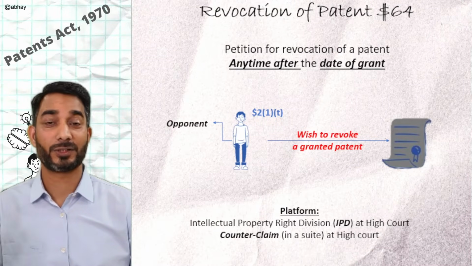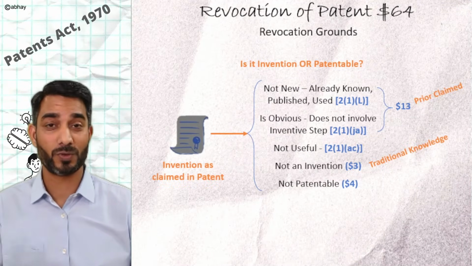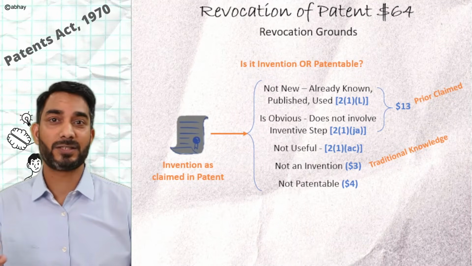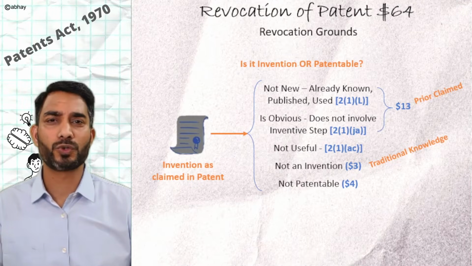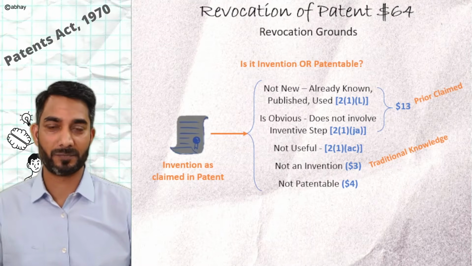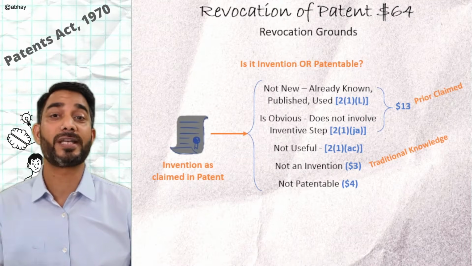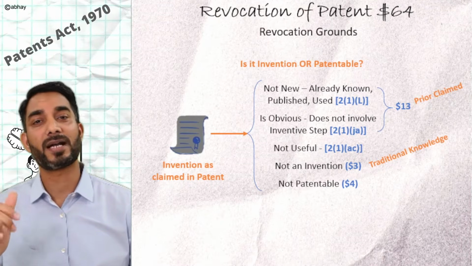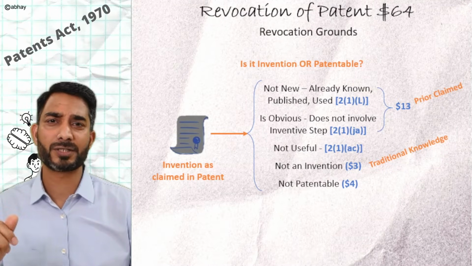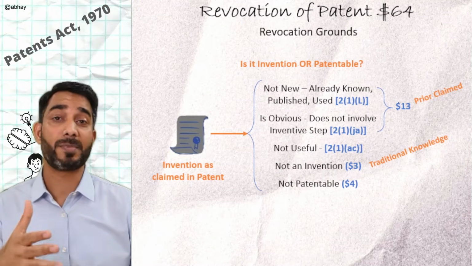Let's start with the initial sections, section 2 and 3. We can use the definition of section 2 to evaluate if the invention as claimed in the patent is novel, or was it published or used or known to the public before the priority date of the application, or if the invention has inventive step in light of the knowledge which is already available in the public domain. Think of the prior art documents which are used as per section 13, prior publications, or the Indian applications which were filed before the priority date of the patent and claiming the same invention.